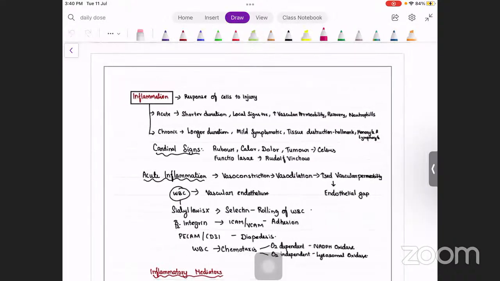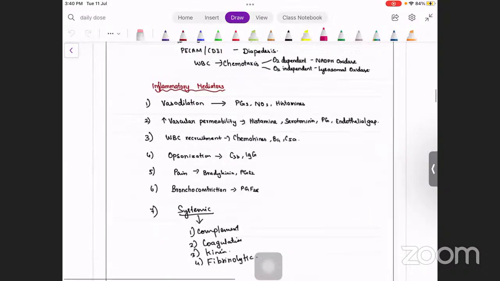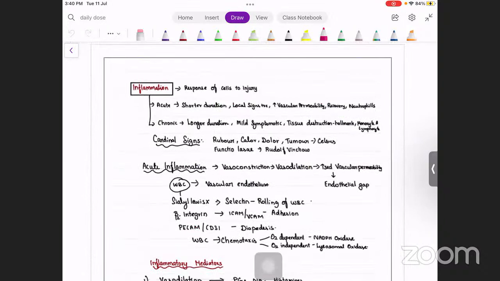Now speaking about inflammation, I don't want to mention all the things about inflammation, as that will take another 1 hour. So I will talk about the highlights of inflammation. First, what is meant by inflammation? Inflammation is the response of cells to a particular injury. And what are the 4 cardinal signs of inflammation? That is rubor, calor, dolor, and tumor.